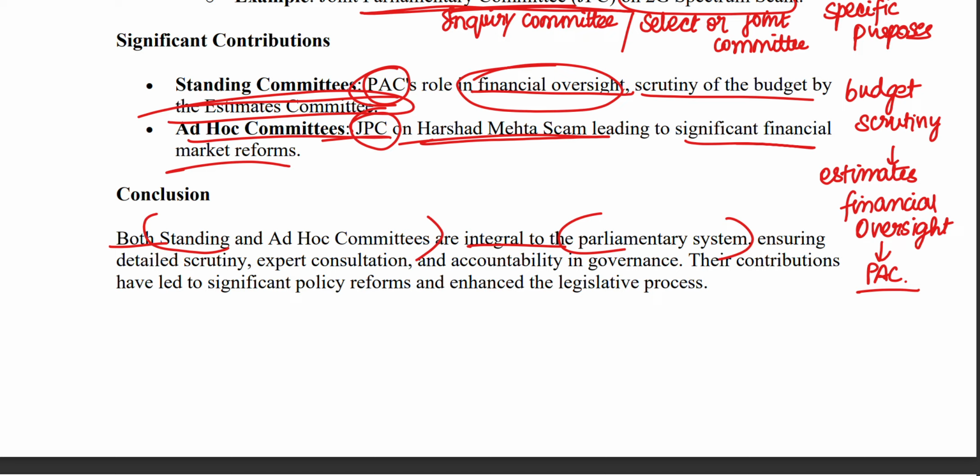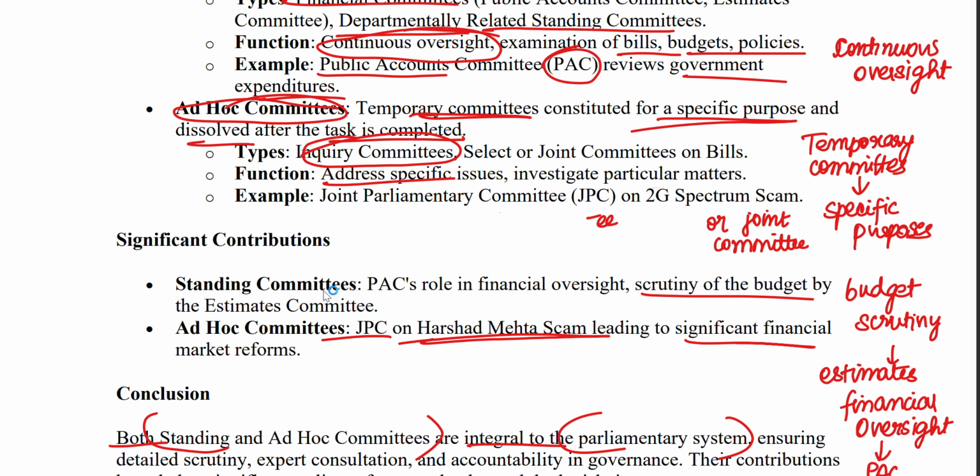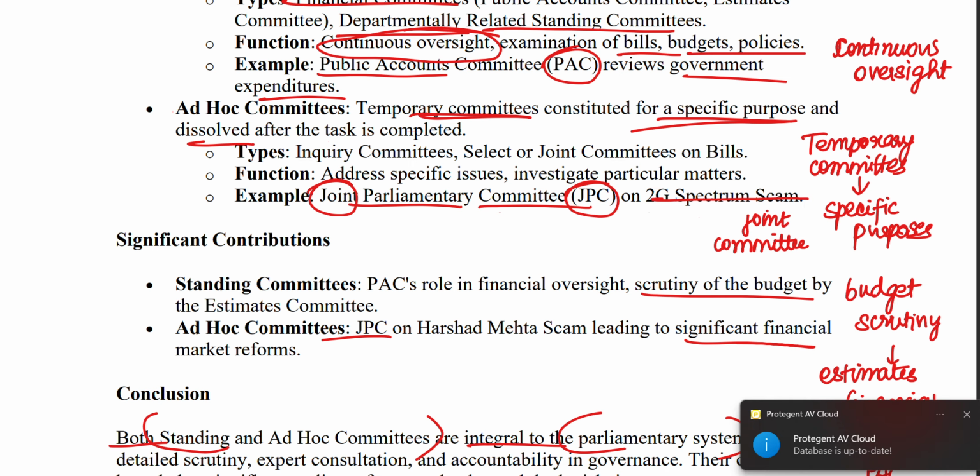So we have the 2G spectrum scam, right? A joint parliamentary committee, where both the houses of the Parliament are involved. Therefore, we call it a joint parliamentary committee, JPC on the 2G spectrum scam.